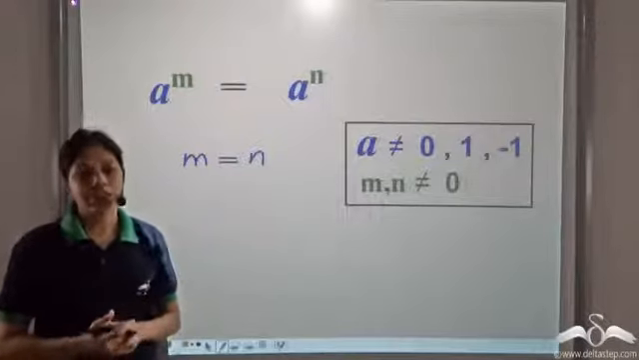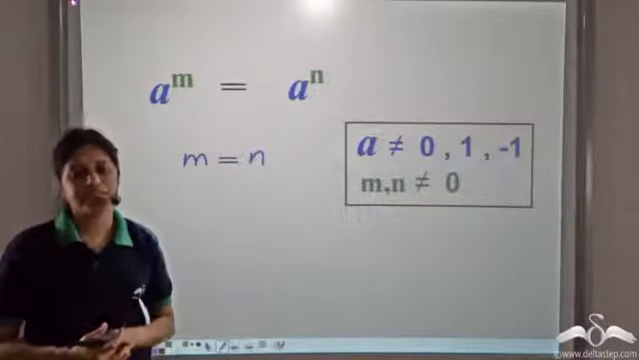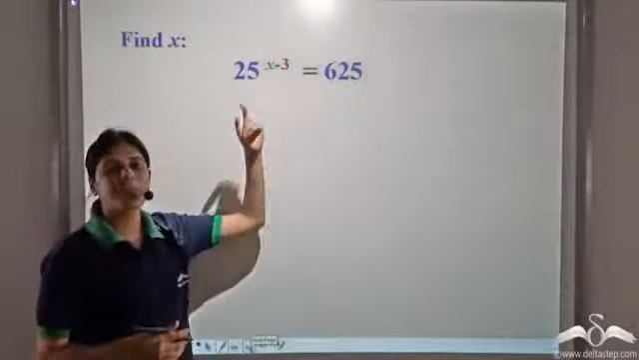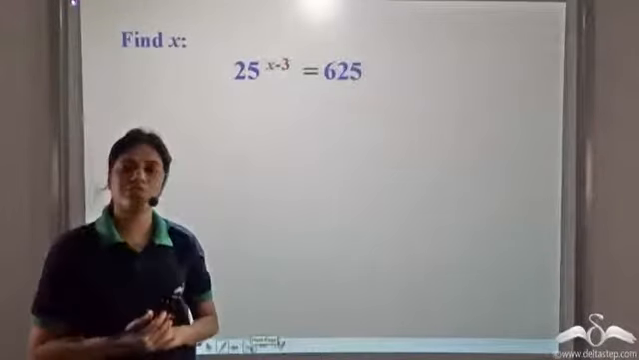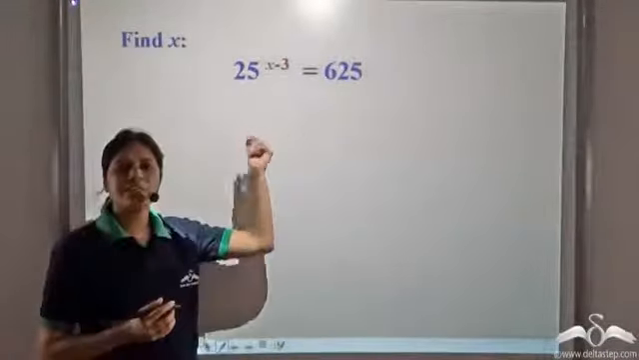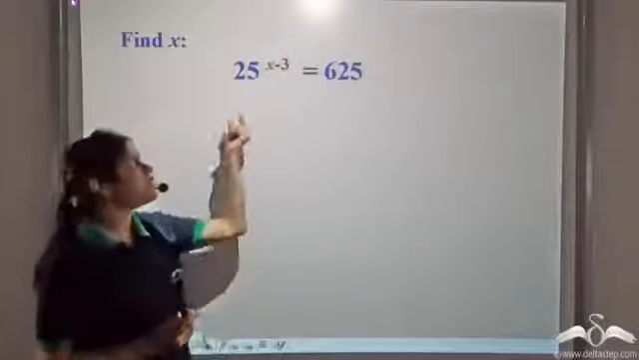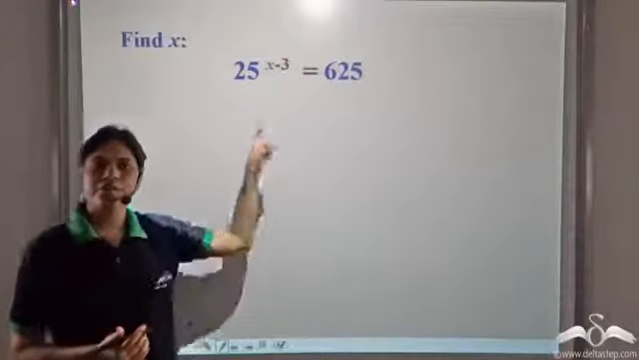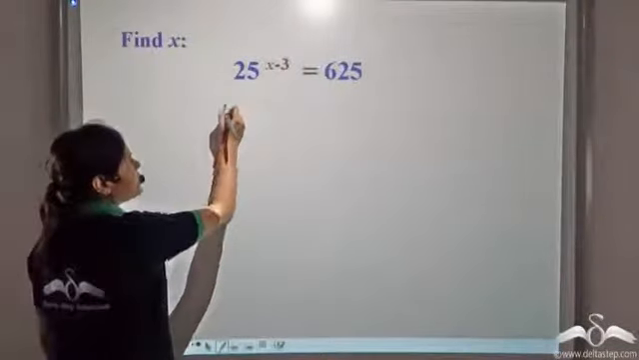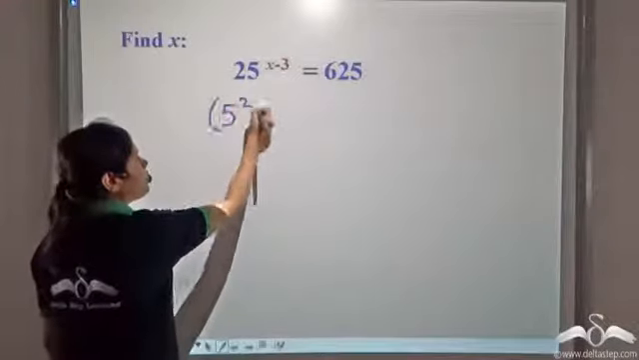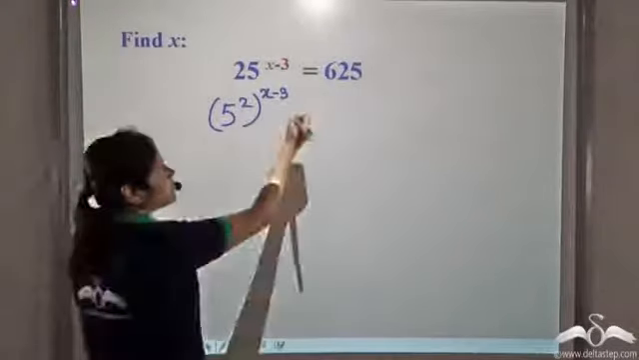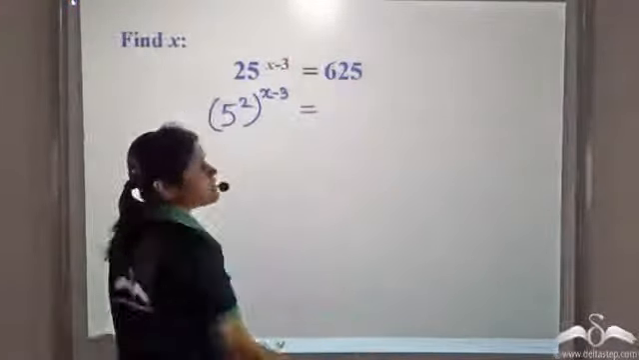And this is very useful in solving equations at times. So let us solve an equation. 25 to the power x minus 3 is equal to 625. Now, we try to express both the sides in terms of the prime factors. We know that 25 is 5 square. So we can write this as 5 square whole to the power x minus 3. This is equal to 625.